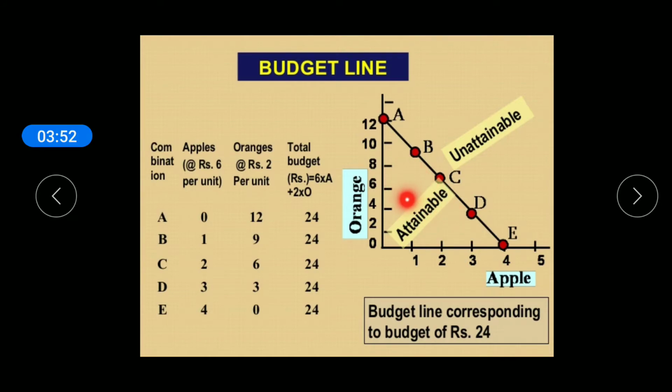You can purchase all these combinations of two goods, but there are some unattainable points also, outside the budget line. All those combinations are unattainable because with your limited income you cannot purchase them. You can purchase the combinations which lie on the budget line and which are under the budget line. So combinations A, B, C, D, E show the ability of the consumer, and the line passing through these combinations is the budget line.